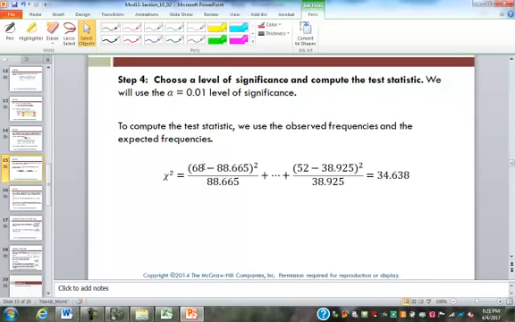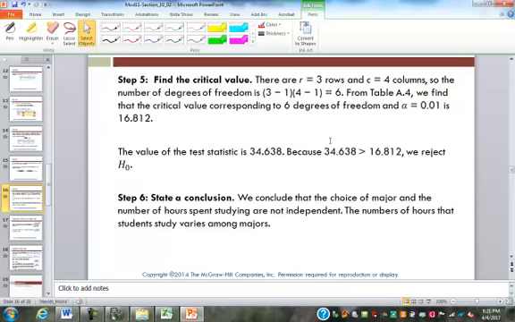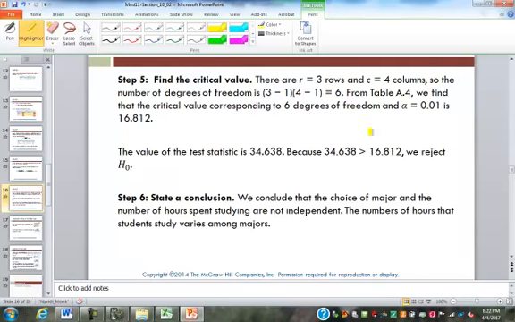So now we add those all up and we get 34.638 as our test statistic. Well, what was our critical value? We had 6 degrees of freedom. Did we state alpha here? Alpha we said was 0.01. I didn't catch that earlier. So we're looking in that table in the book again. 6 degrees of freedom and a right tail region of 0.01 is going to be 16.812, it looks like. And that's what they've given here, 16.812.